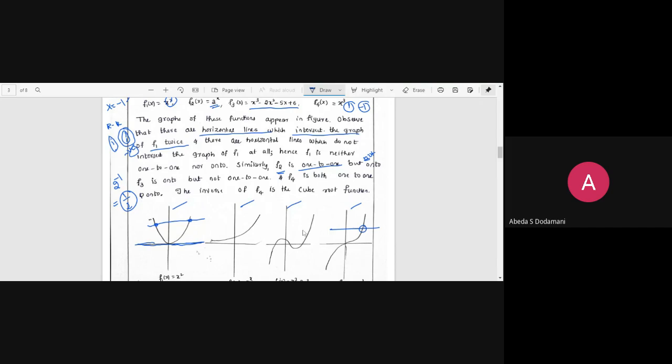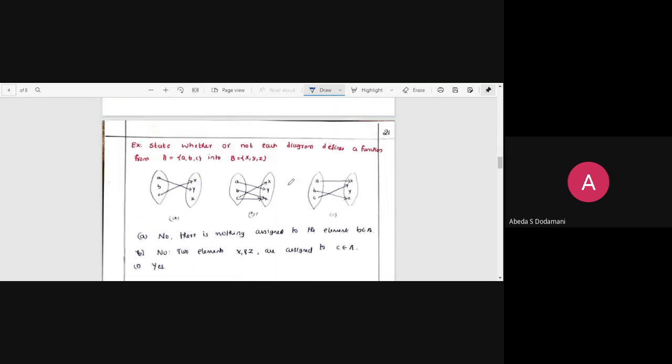Am I clear up to this, guys? H section people? H section sleeping? H section people? G section? Yes, yes, ma'am. Okay.